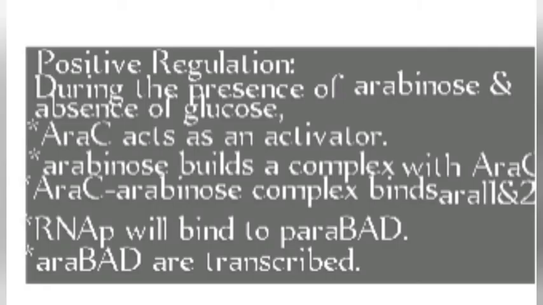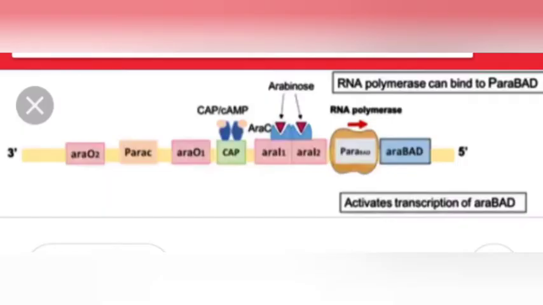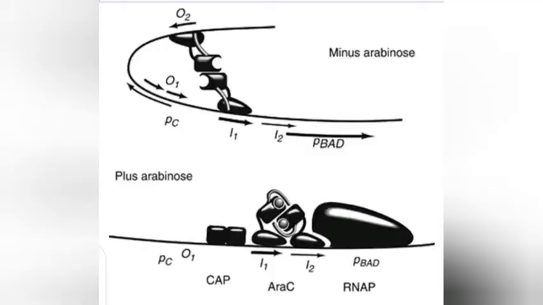Positive regulation. During the presence of arabinose and absence of glucose, the regulatory gene product acts as an activator, in the sense that arabinose binds to the dimerization domain of this regulatory gene product, changing its conformation and forming a complex known as regulatory gene product arabinose complex. This complex makes the regulatory gene product fall off from the operator, ARA-O2, and also bind to ARA-I1 and ARA-I2. This thus allows RNA polymerase to bind to the structural gene's promoter, and therefore transcription of the structural genes occurs.